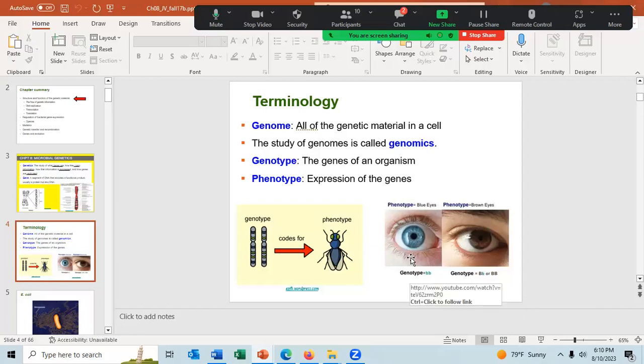For the blue-eyed individual, the expression of the lowercase b genotype is blue eyes. For the brown-eyed individuals, the expression of the genes is brown eyes, and they can have the genotype either capital B, lowercase b, or capital B, capital B. Any question about that? So in simple genetics, the phenotype is determined by the genotype. That is only the case for simple genetics.